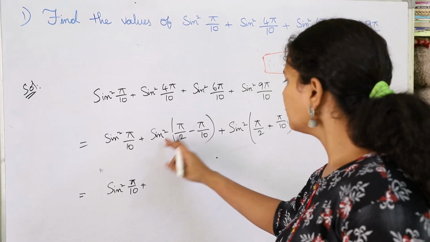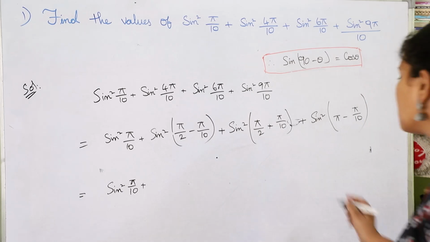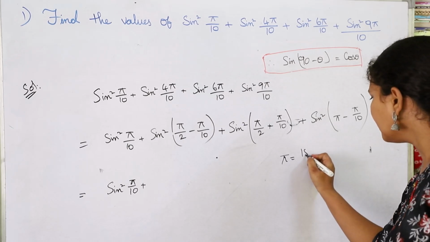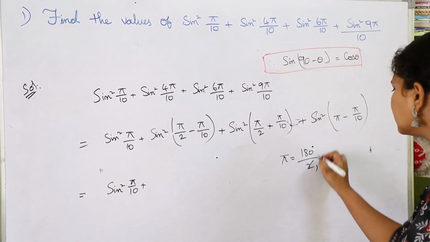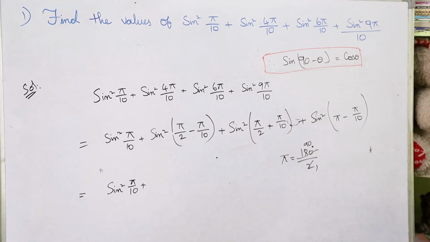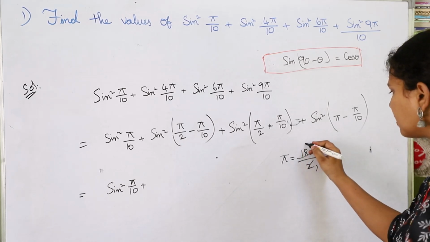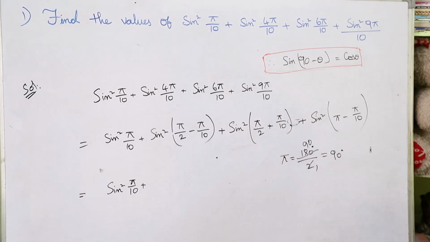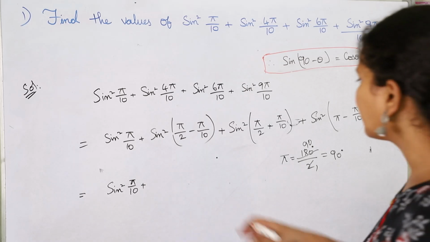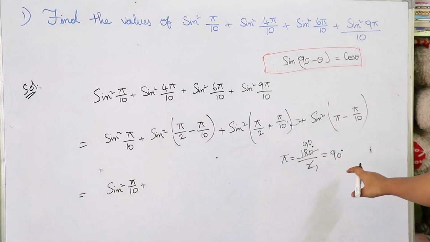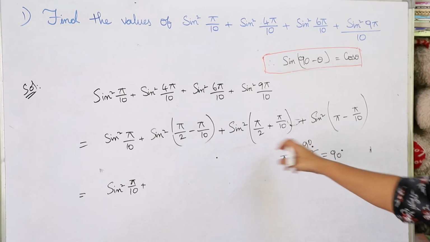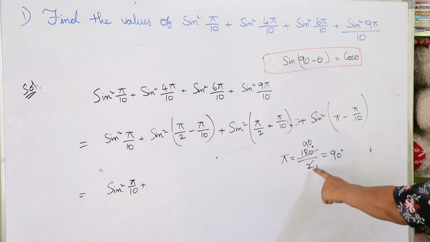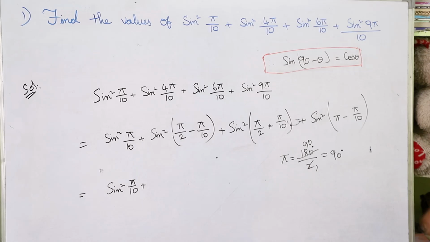Here I have said that pi equals 180 degrees. Coming back to this pi value, pi equal to 180 degrees. So 180 degrees by 2, how much? 2 ones are 2, 2 nines are 18, 0, 90. 2 into 90 equals 180. So where pi equals 180 degrees, pi by 2 becomes 90 degrees. Here I have divided by 2, so 180 degrees by 2 equals 90 degrees. That's what I have taken the pi by 2 value as, 90 degrees.